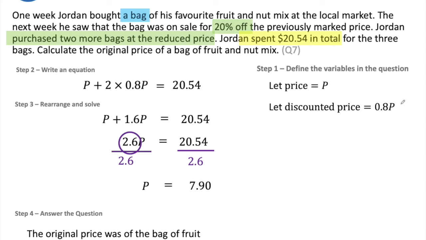So there are a couple of examples of how we can create a linear equation when we have a word question that has more than one unknown, and we do that by using the same variable and then going ahead and writing an equation, rearranging and solving.